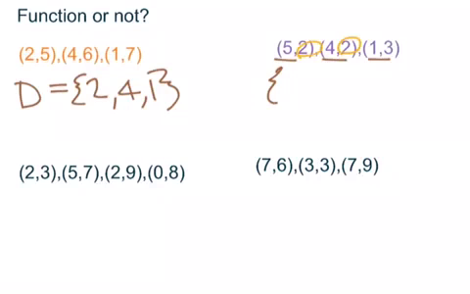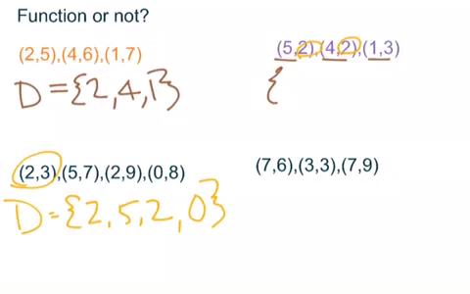All right? Down here, okay, we have 2, 5, 2, and 0. So over here, it says that 2 pairs with 3. So that's okay. Then over here, it says that 2 pairs with 9. 2 cannot have more than one range or y value. So this would not be a function.